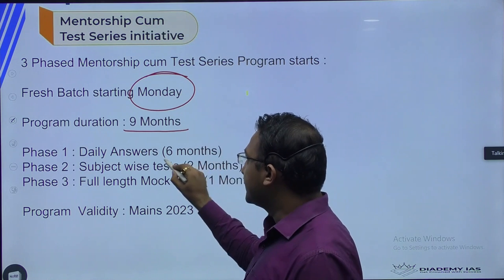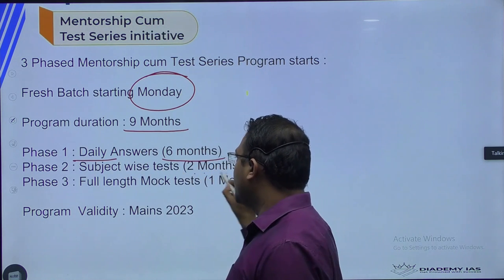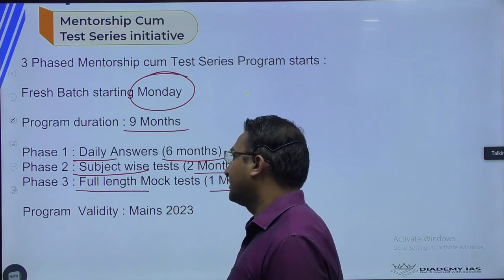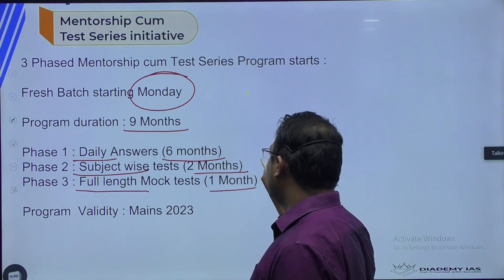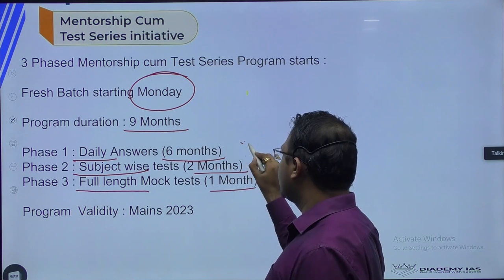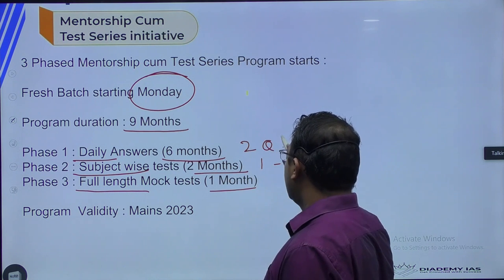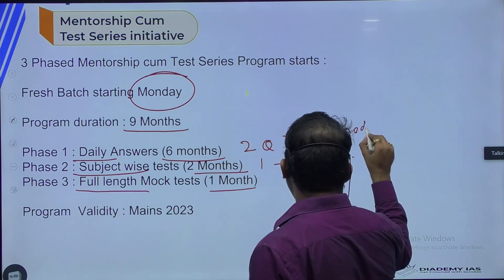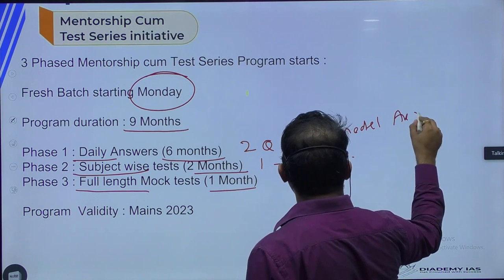That means 6 months of daily answer writing, 2 months of subject-wise test, and 1 month of full mock test, right? This subject-wise test will be 1 to 1.5 hours, okay? Daily answers will give 2 questions, okay? With 50% questions, we'll be giving the model answers. In fact, we will try 100%, but 50% we are promising as of now.